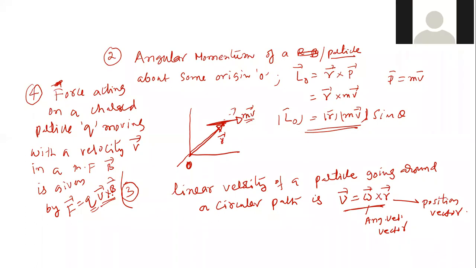Sir, can you read the 4th example? Force acting on a charged particle of charge Q moving with a velocity V in a magnetic field B is given by F equals Q V cross B. The cross product of the velocity vector and the magnetic field vector, multiplied by a scalar Q.